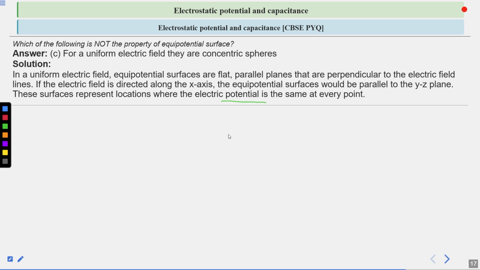Okay, dV by dr, which equals the electric field, is 0. This is true. This is a property of an equipotential surface. The electric field along the surface is 0, or only the perpendicular component exists, not the tangential component. They can be imaginary spheres. This is also true. They can be of any shape, but they can be imaginary concentric spheres in the case of a point charge. I hope you understood.